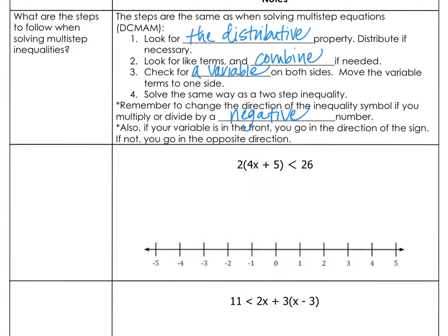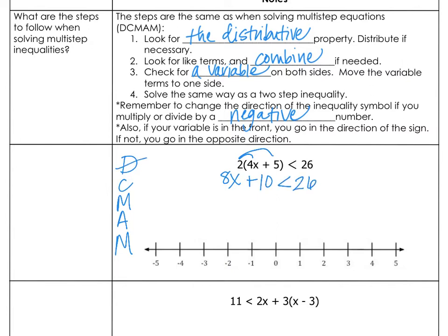So let's go ahead and try this first one. I'm going to write my acronym off to the side. DCMAM. D stands for distribute, so that's the first thing I need to look for. And yes, I do have parentheses, so I do need to distribute. I'm going to distribute this 2 to the 4x and to the positive 5. When I distribute, I multiply. So 2 times 4x gives me 8x, and 2 times 5 gives me positive 10. And then I'm going to bring everything else down.